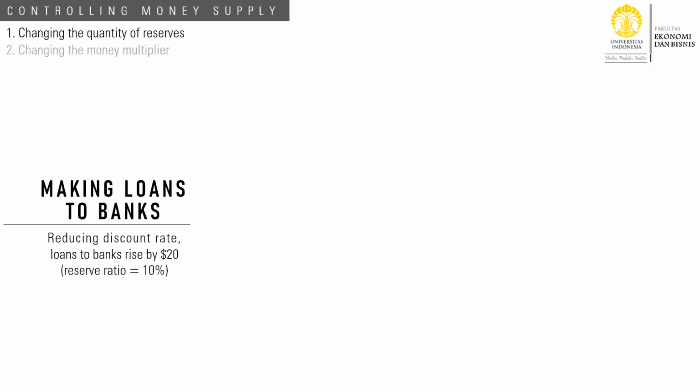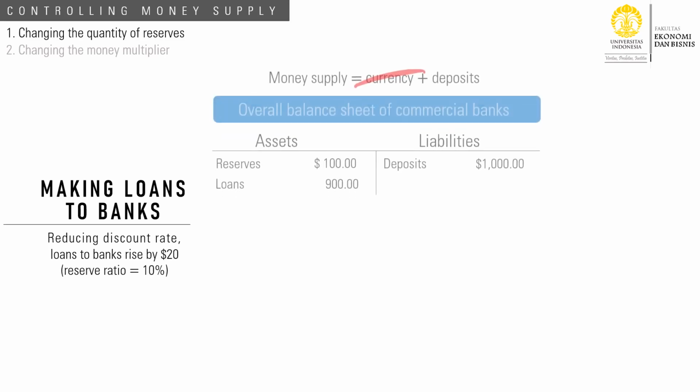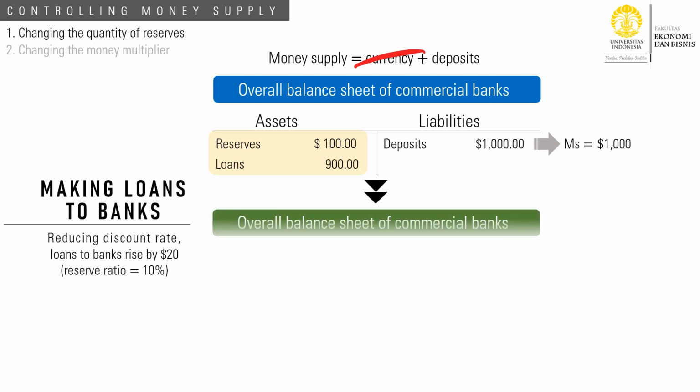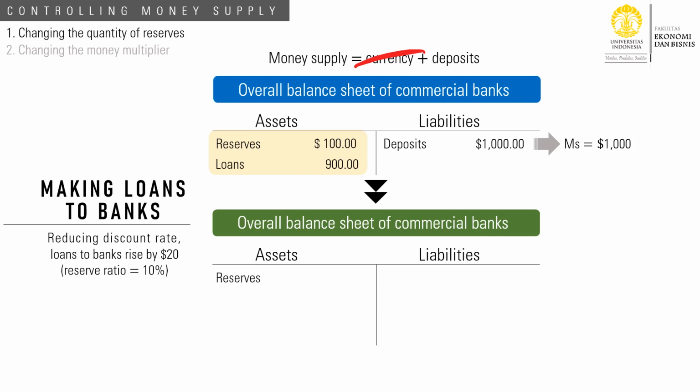Before the change, the overall balance sheet of the commercial bank is again shown in the first account here. Money supply is $1,000 equal to total deposits of commercial banks in the monetary system. With 10% reserve requirement ratio, reserves are $100 and loans are $900. And with the same assumption that currency is omitted from the monetary system, the loans to commercial banks raise the commercial banks' reserves by $20 as shown in the second account here.